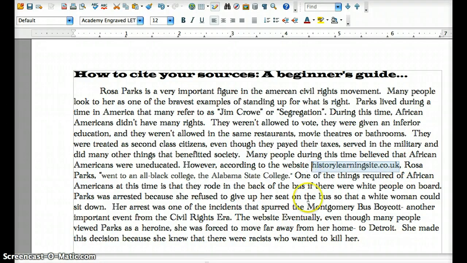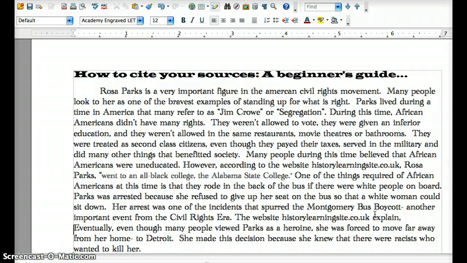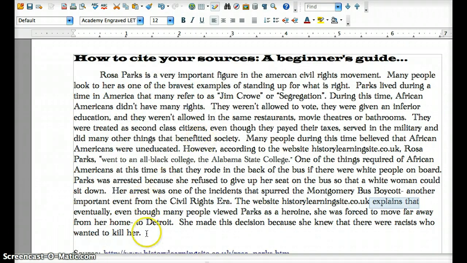here it is, I'm going to copy it again. The website historylearningsite.co.uk explains that eventually, even though many people viewed her as a heroine, she was forced to move far away from her home to Detroit. Right, so here I used a different transition. I said this website explains that. Okay, I've already used according to, so I don't want to use both things.